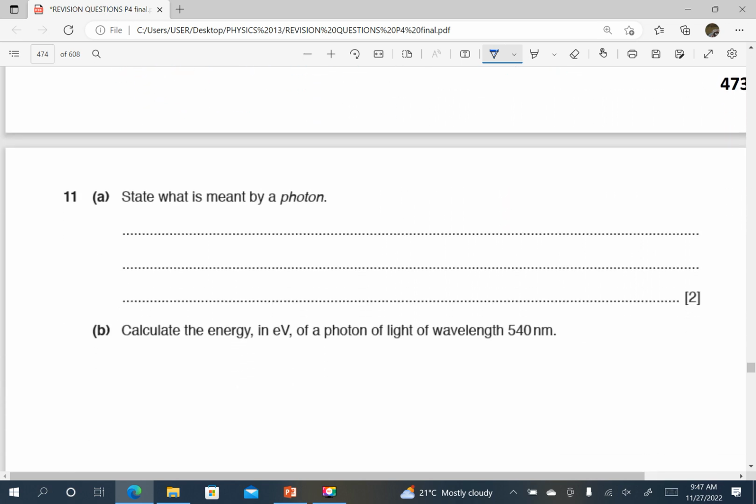State what is meant by photon. Now you are familiar with the photon. That is a packet of energy, a packet of energy of electromagnetic radiation. And the energy, we know that the energy is H times F.